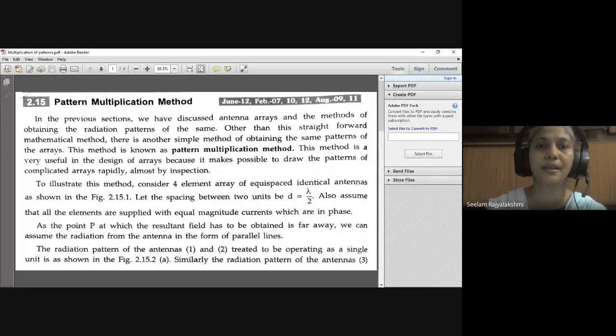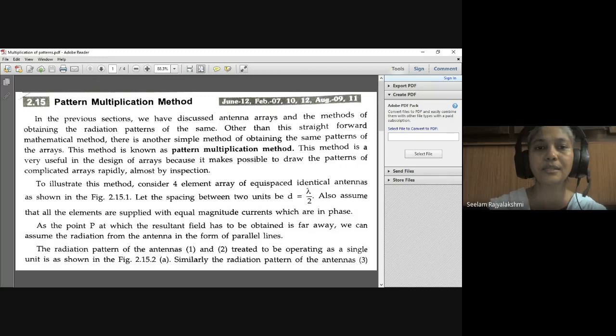Pattern multiplication method, or multiplication of patterns. This is the pattern multiplication method. It is a very simple method to get the result for complicated patterns. It is very useful in the design of arrays because it makes it possible to draw the patterns of complicated arrays rapidly, almost by inspection.